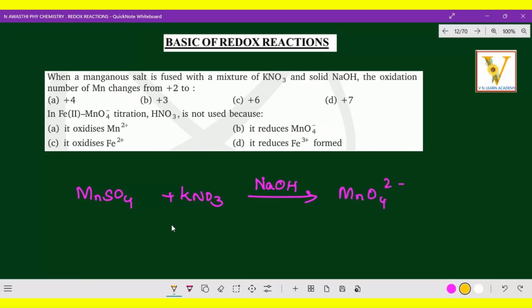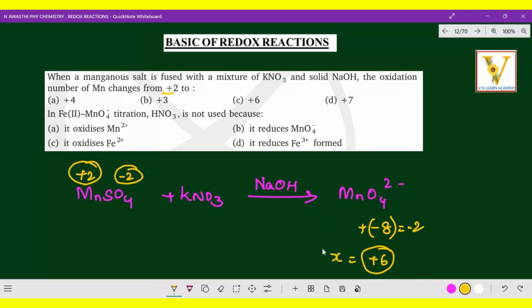Let us identify the oxidation state. Usually sulfate is minus 2 oxidation state, so that means here plus 2. Of course, they have given plus 2 oxidation state only. Now it is converted due to this reaction. In MnO4 2 minus, oxygen gives minus 8, and the total is minus 2, so minus 8 plus x equals minus 2. Naturally, we are getting x equal to plus 6. So plus 2 is converted to plus 6 oxidation state.